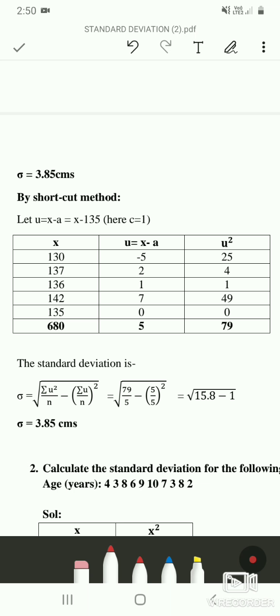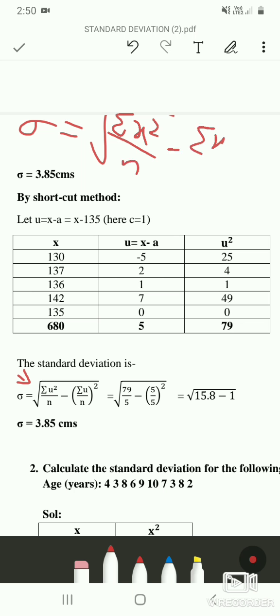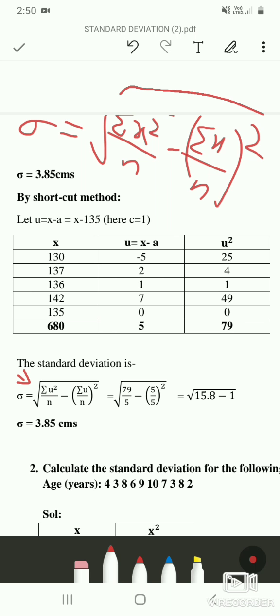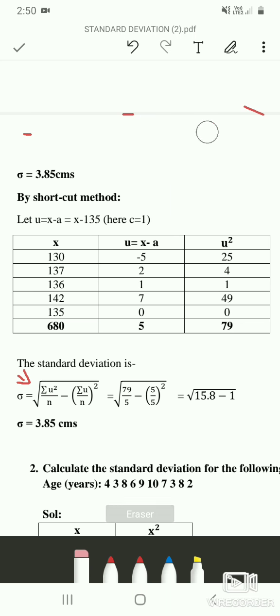Therefore the formula for standard deviation is, in place of x you have u, and we have used the second formula, that is sigma is equal to square root of summation x square upon n minus summation x upon n whole square. So this is under square root. In place of x we have to substitute u. Now let us see how it is solved.